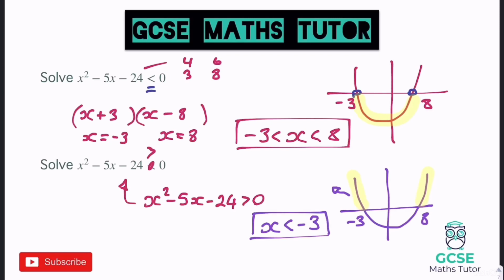But I've also got the other part, and that is going to all the numbers bigger than 8. It's going this way. So my other solution would be x has also got to be bigger than 8. So I've got two solutions here to write with my inequalities: all the x values less than negative 3 and all the x values bigger than 8. So that's solving a quadratic inequality. Just got to think about which part of the graph you're actually looking at.